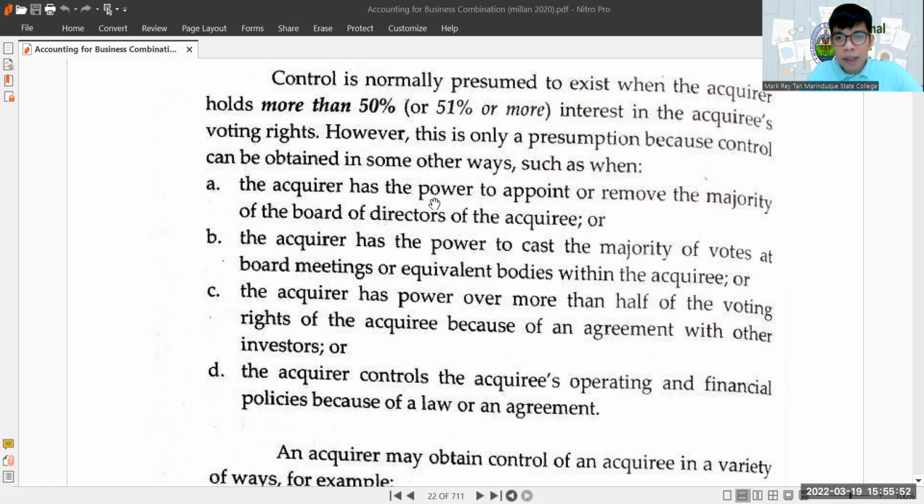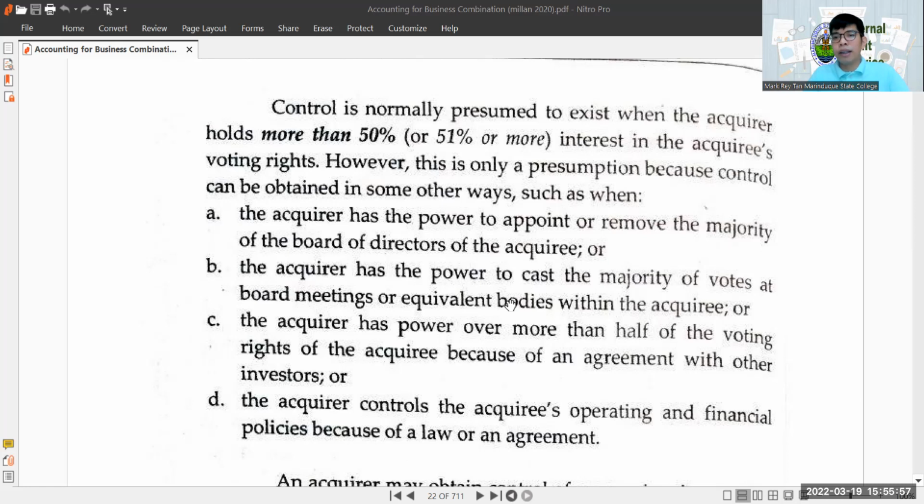Okay, letter A, the acquirer has the power to appoint or remove the majority of the board of directors of the acquiree. So, we all know, class, na itong mga board of directors ang mga boss sa isang company, kahit sa anong institution. Whereas, when it comes to policies, when it comes to operations, kung ano yung decisions nila, yun yung nasusunod. So, ibig sabihin, even if 50% or less yung hawak ni acquirer sa shares ng acquiree, pero kung meron siyang power to appoint or remove the majority of the board of directors, it also manifests control.